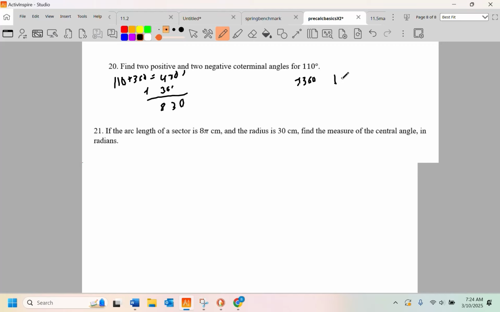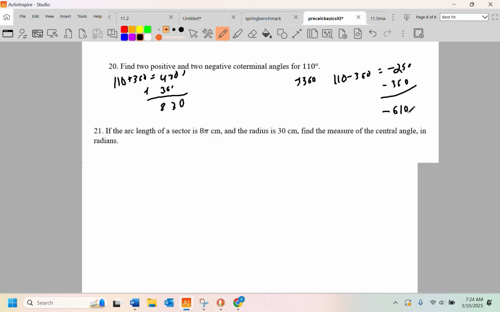Why is this thing not writing? 110 minus 360. That's going to be negative 250. Take away another 360. What's that going to put me at? 610.